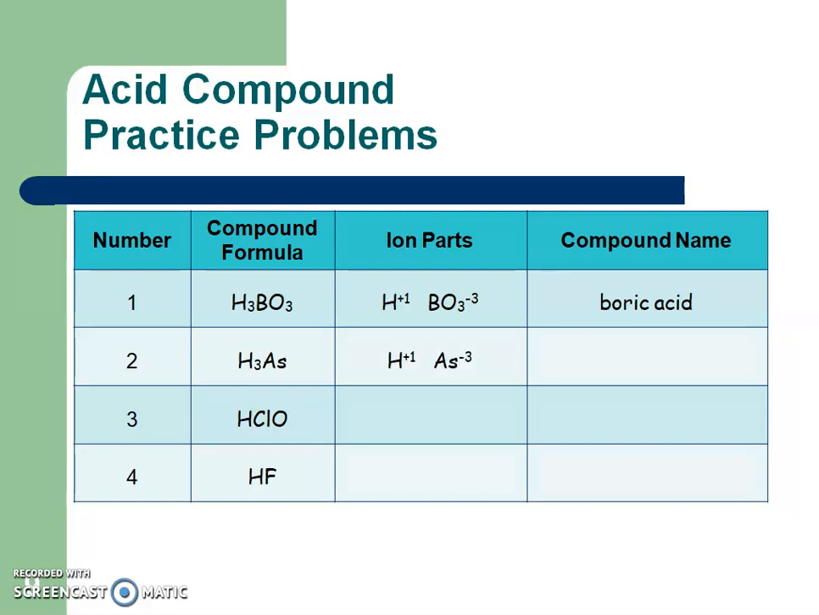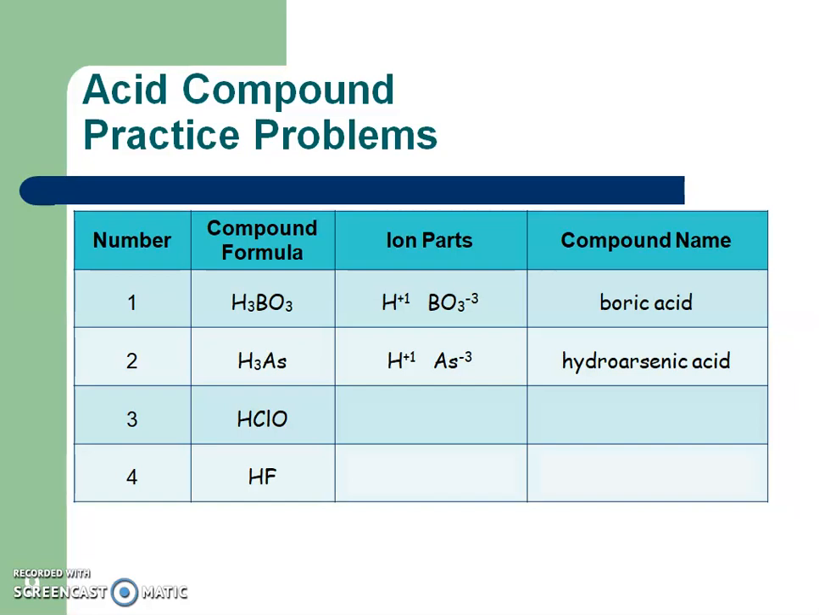Number 2, again, my components are my ion parts. I only have one element. So for that one element, I'm going to think of hydro, the root of that element, and then ic acid. So the name is hydroarsenic acid. Okay, sounds weird, but that's the way it is.